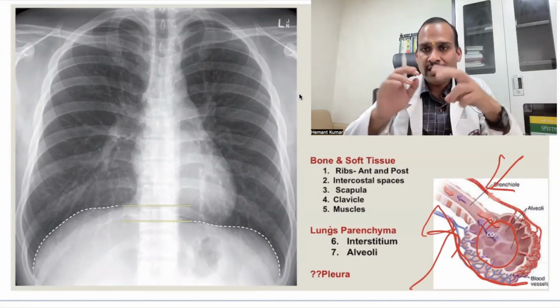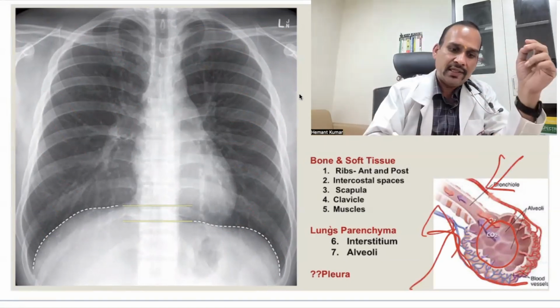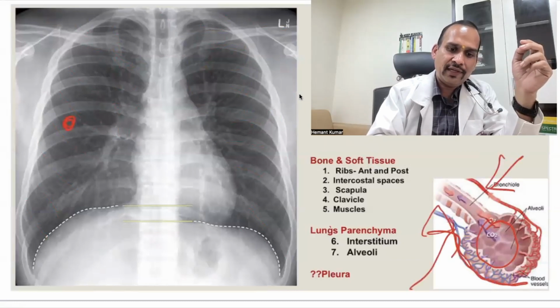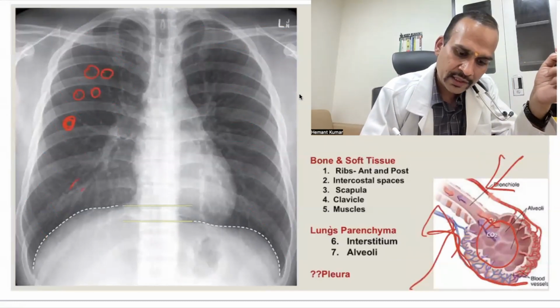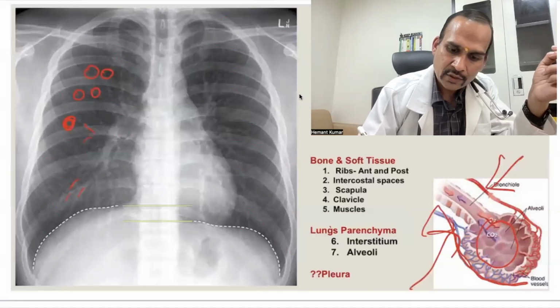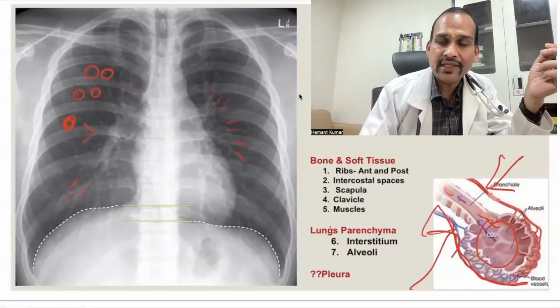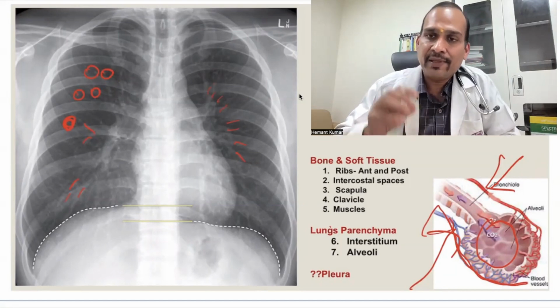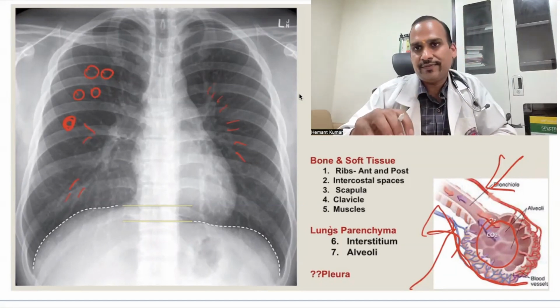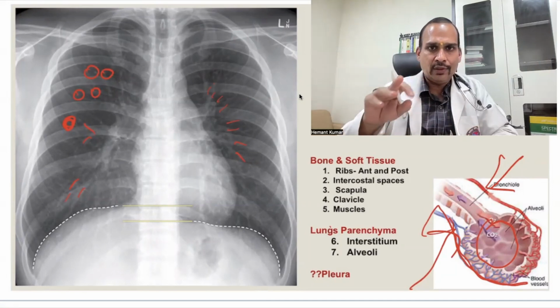Okay, so in lungs we can see two things. There is blackness because of alveoli. Okay, and this is white, you can see these white things. So what are the things? These are the interstitium, meaning blood vessels and interstitium. Okay, so these two things we have to see.